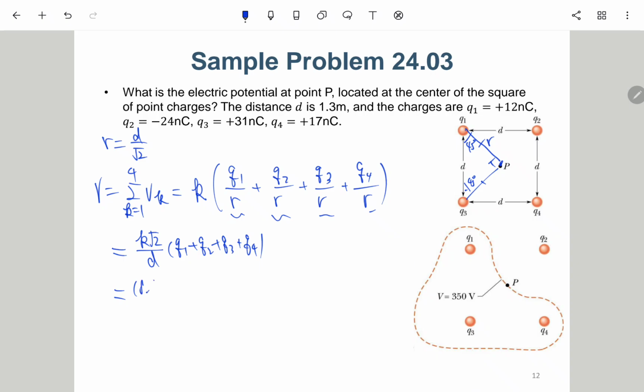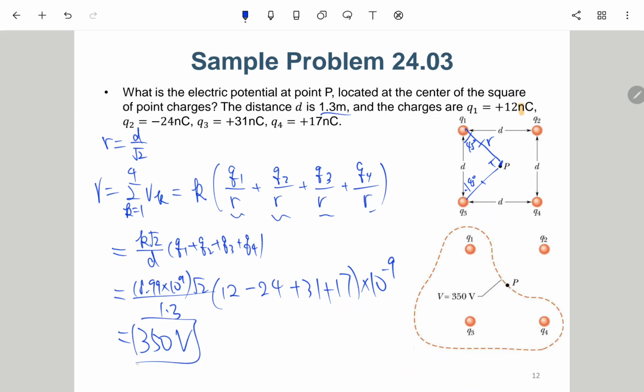So this is 8.99 times 10 to the 9th power, times square root of 2 over 1.3. And then for here, nano is 10 to the negative 9 power. So we have 12 minus 24 plus 31 plus 17 times 10 to the negative 9. Okay, so it will be 350 volts at this point.